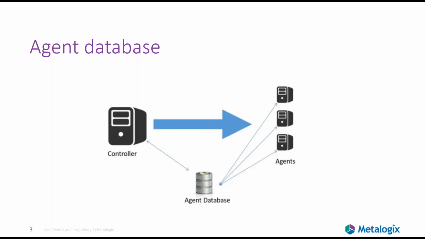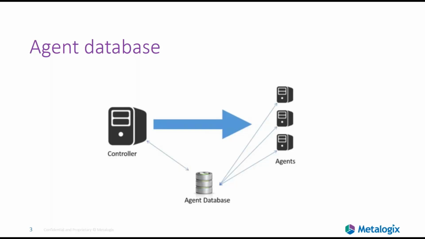We see that the big arrow pointing from the controller to the agent is basically saying that it is the controller in charge. Secondly, what goes directly from the controller to the agents are basically the PowerShell scripts that will be executed at the agents. A lot of information and communication goes through the agent database.